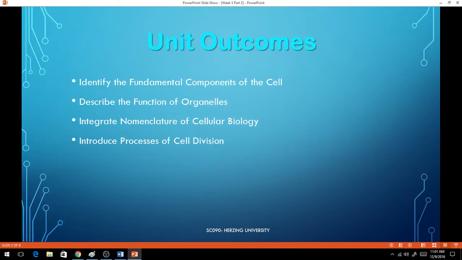As addressed in Part 1, upon completion of this unit, students should be able to identify the fundamental components of the cell, describe the function of organelles, integrate nomenclature or naming conventions of cell biology, and introduce processes of cell division. We're not going to do a real deep dive, that's saved for later courses, but you should have an introductory knowledge.